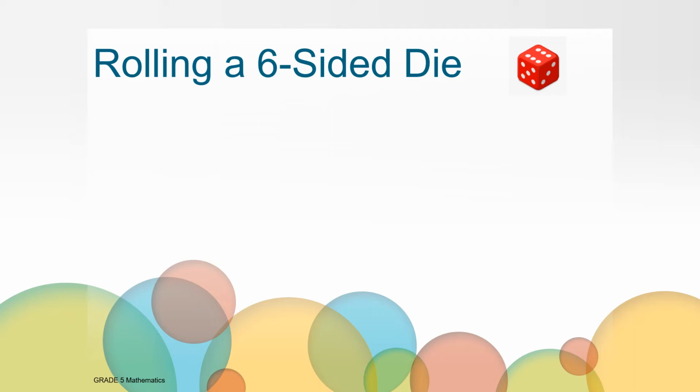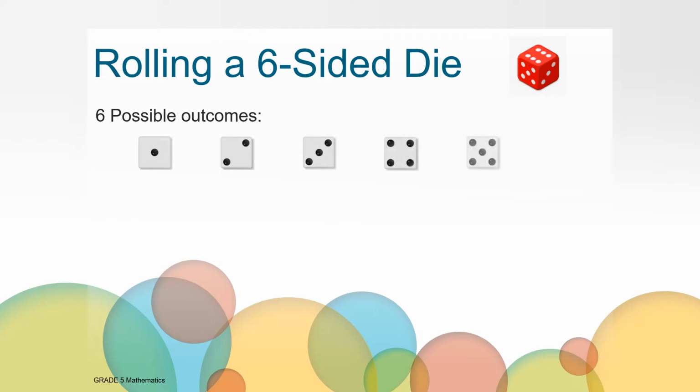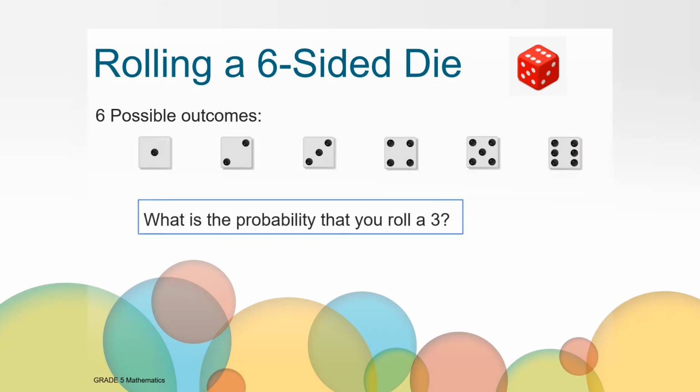Now let's think about the probability of rolling a 6-sided die one time. There are 6 possible outcomes you could roll: 1, 2, 3, 4, 5, or 6. What is the probability that you roll a 3? Well, how many times does the number 3 appear in our list of possible outcomes? Just once. And how many total outcomes are possible? Yeah, there are 6 possible outcomes. So the probability of rolling a 3 is 1 out of 6, or 1/6. And we know that 1/6 is close to 0, so the likelihood of rolling a 3 is unlikely.